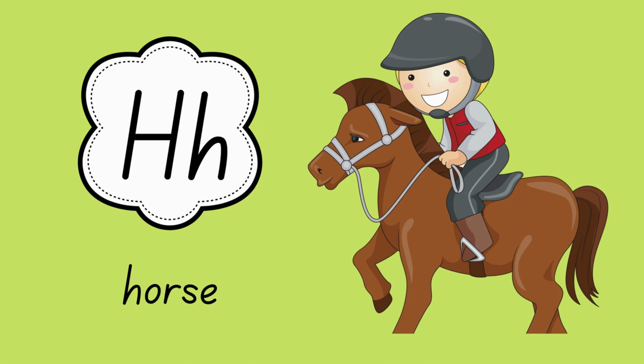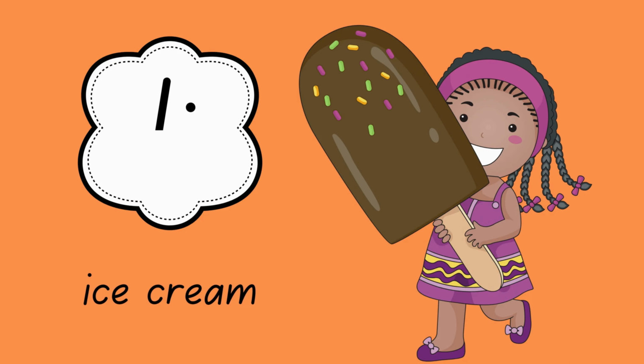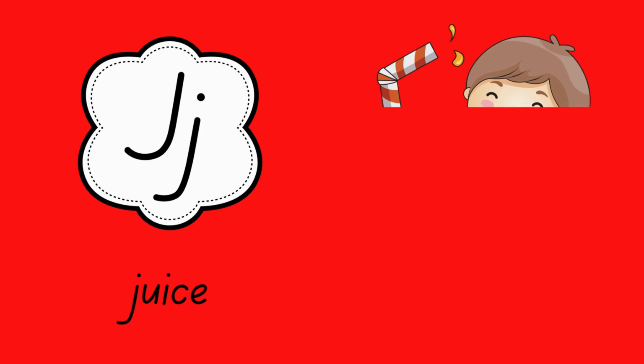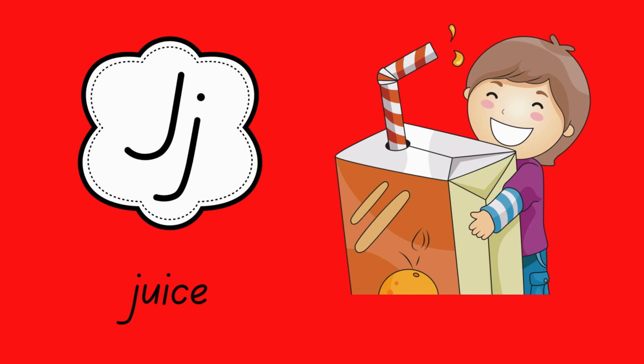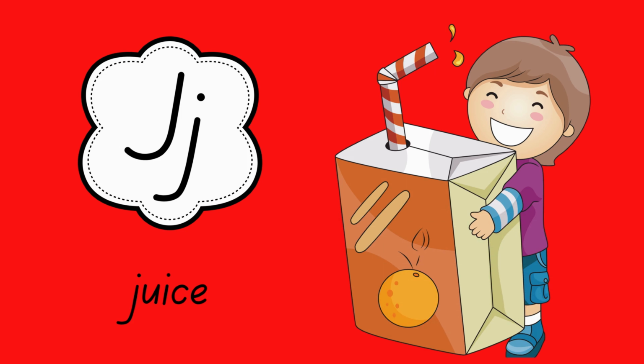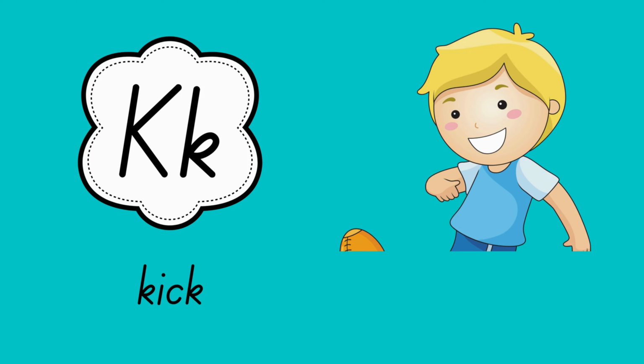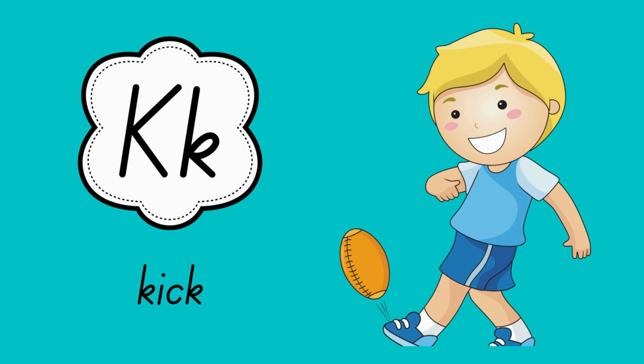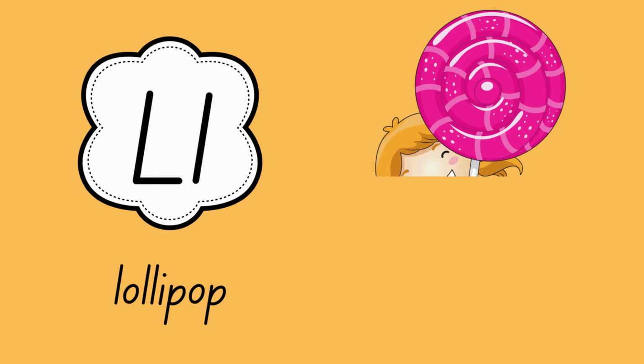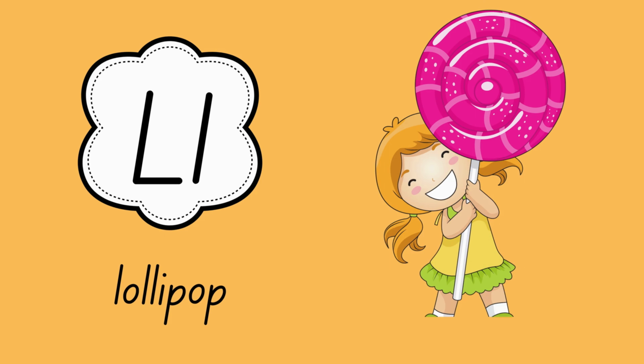H. H is for horse. H. I. I is for ice cream. I. J. J is for juice. J. K. K is for kick. K. L. L is for lollipop. L.